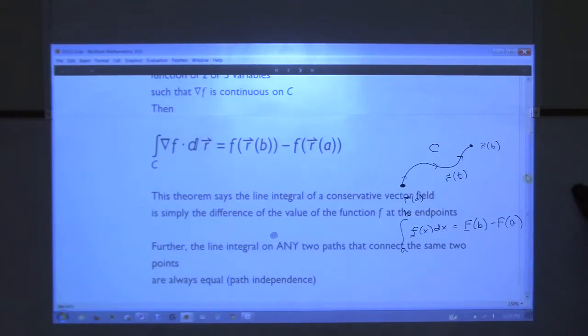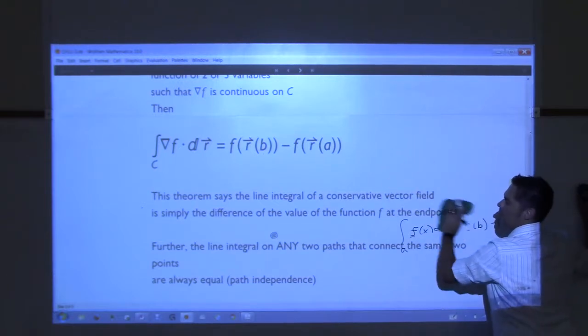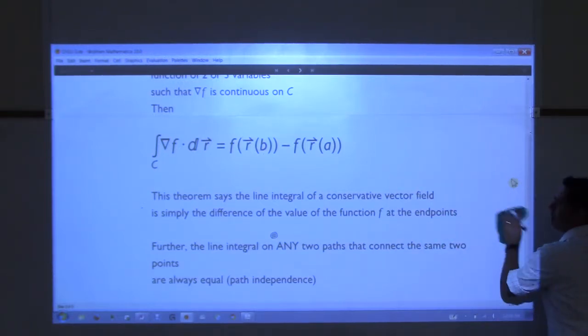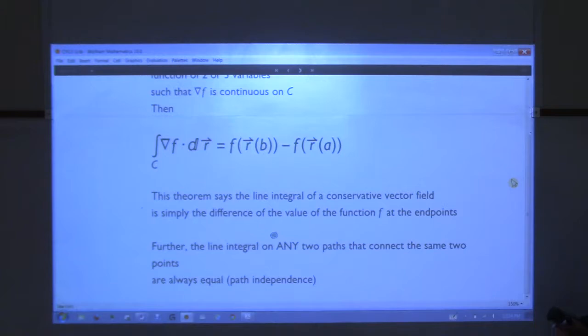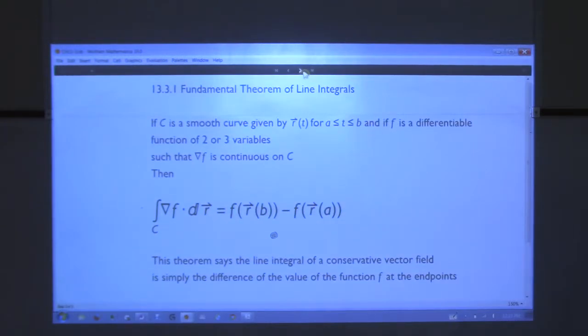This theorem says that the line integral of a conservative vector field is simply the difference of the value of the function at the endpoints. Further, the line integrals on any two paths that connect the same 2 points are always equal. We're going to have to see this in action.